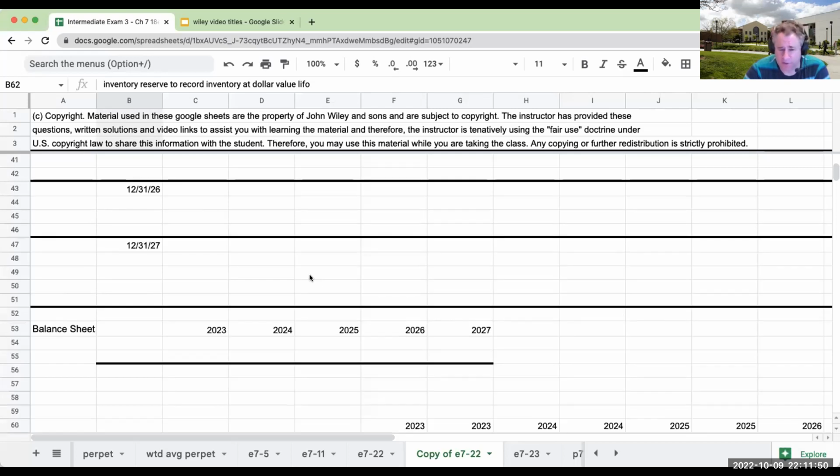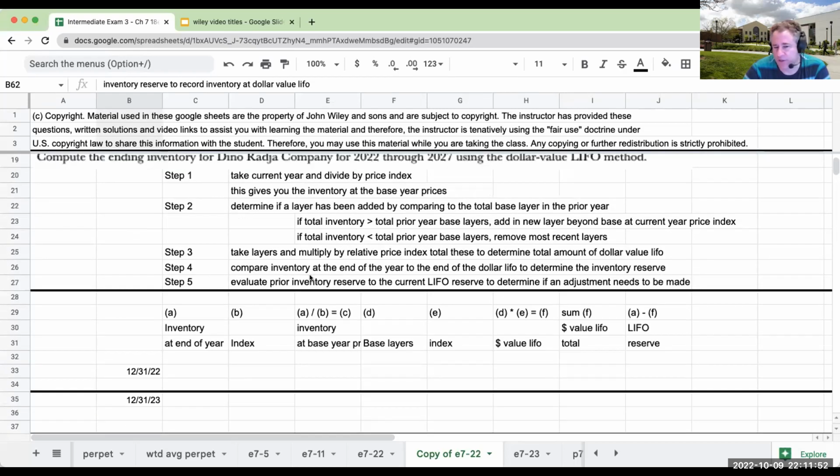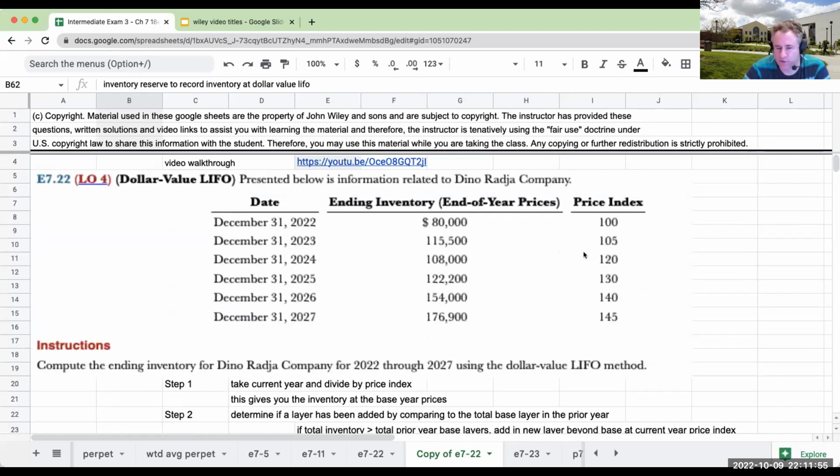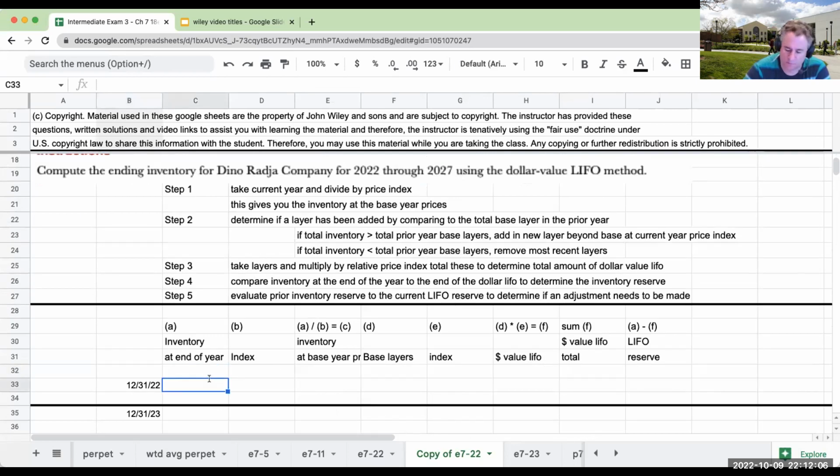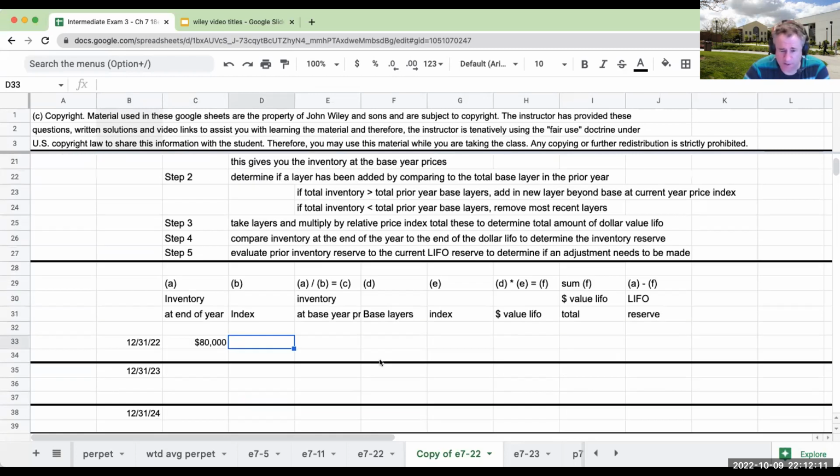But aside from all that, let's look at the mechanics of how to do these questions. When you get a dollar value LIFO problem, they're always going to start you with a base year, and this is really important. So the base year price is 80,000. The index for the first year is always going to be 1. And so the inventory at base year prices is basically 80,000. Okay, so the first year is always going to look like this.